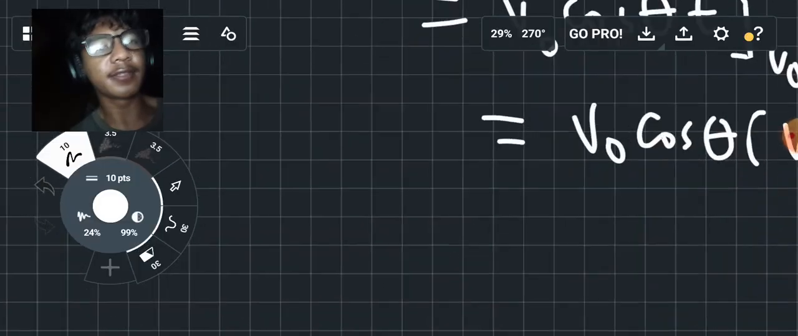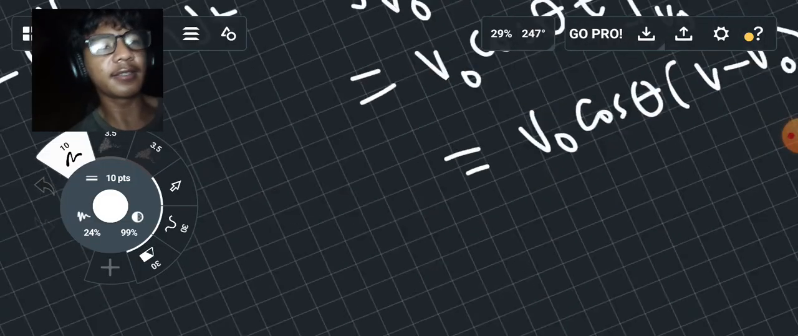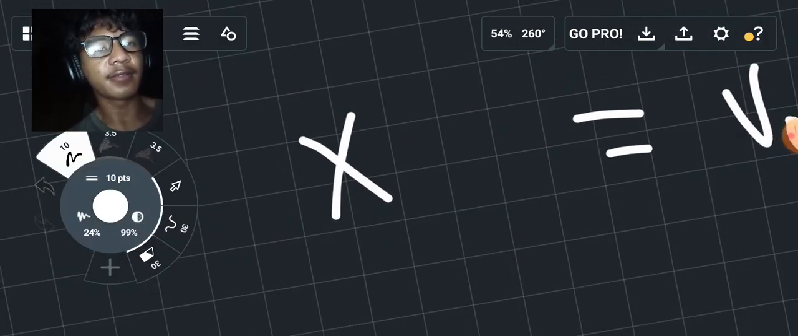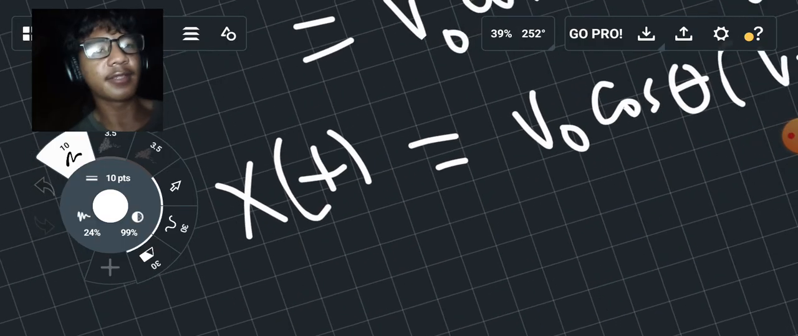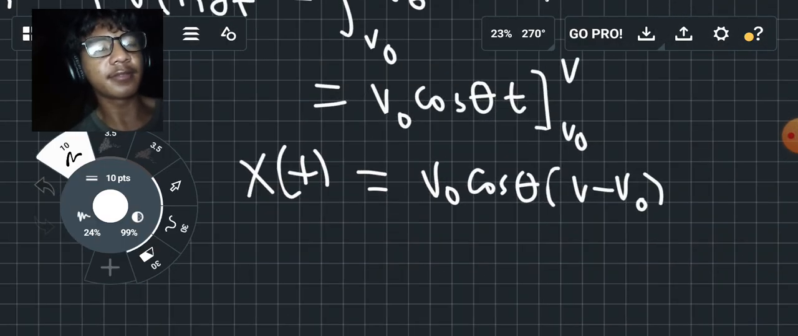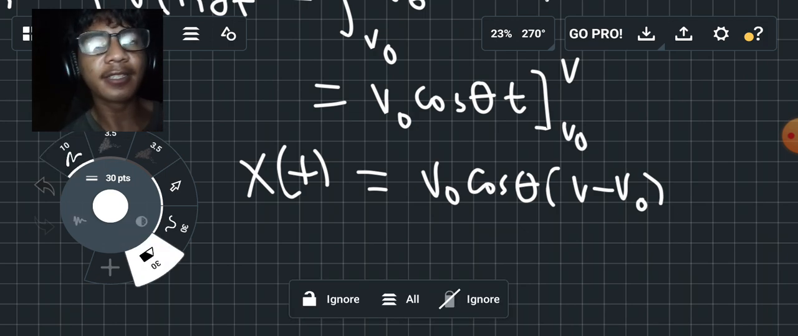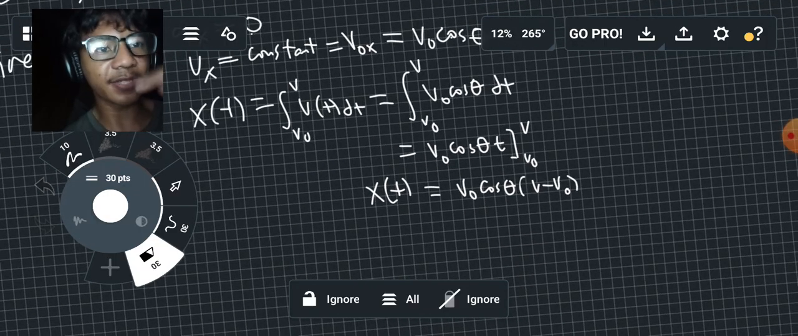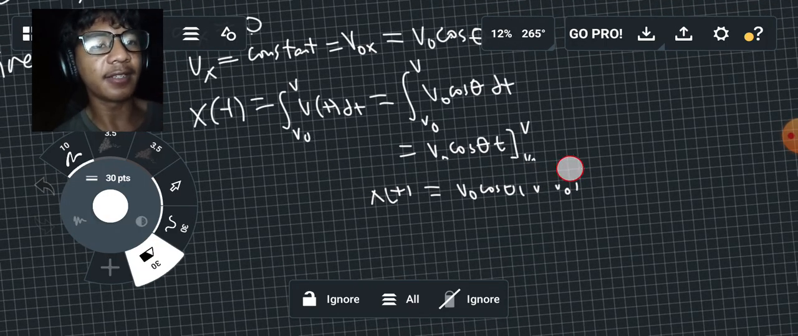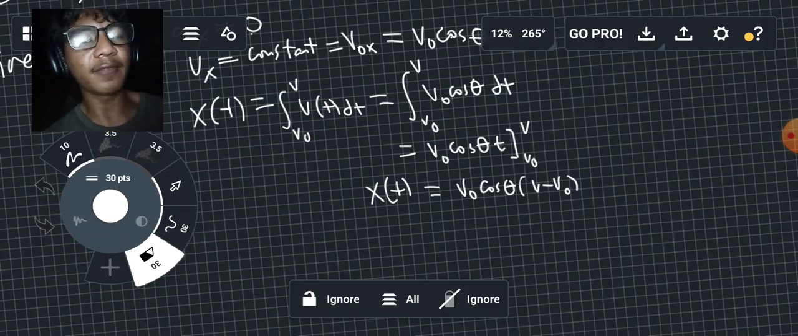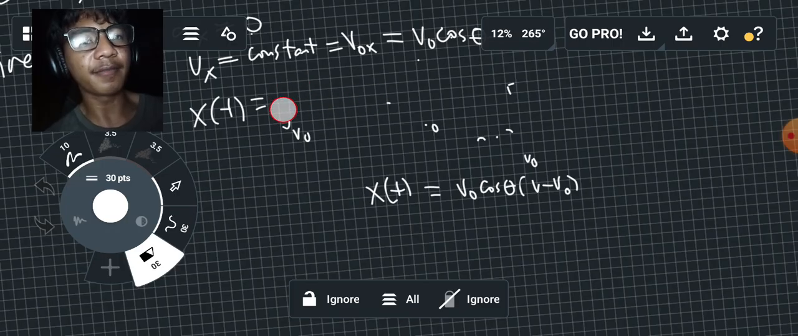So that's x of t. Oh, I was not supposed to make this a definite integral. My bad. Since we were looking for the function of time of the position, I am deeply sorry about that.